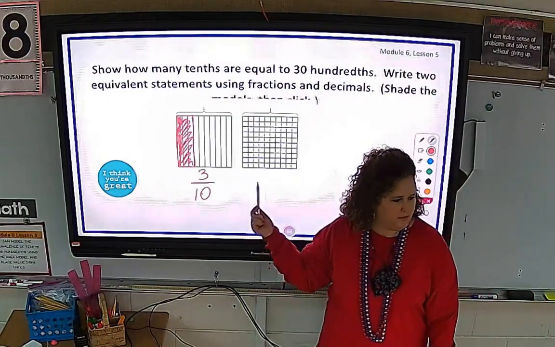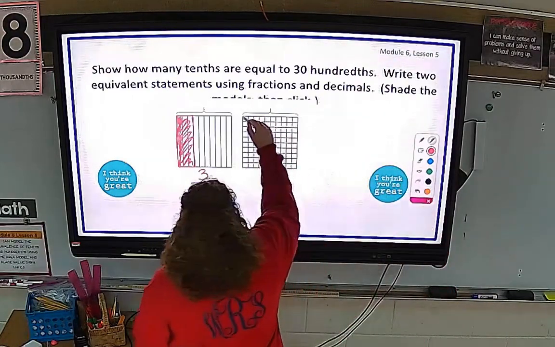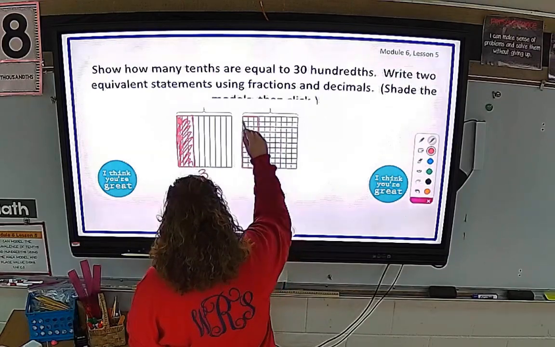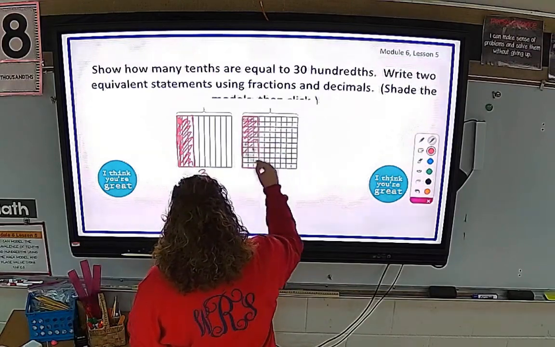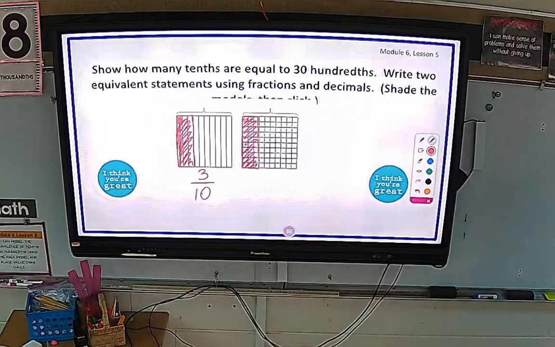Let's shade the same amount over here. Let's find 3 columns. I know they're cut the other way too, but 3 columns would still be this much right here. All right, what's the fraction that's equal to that second box? Faith, what do you think?